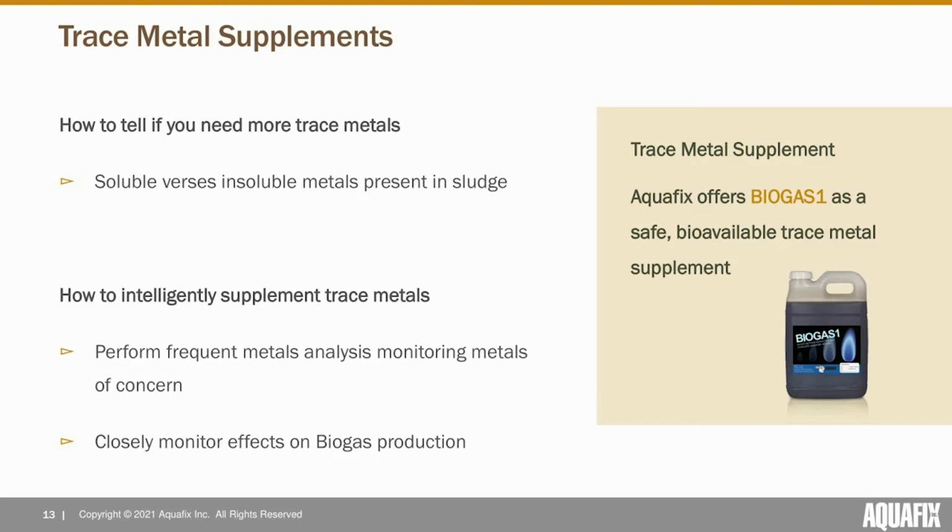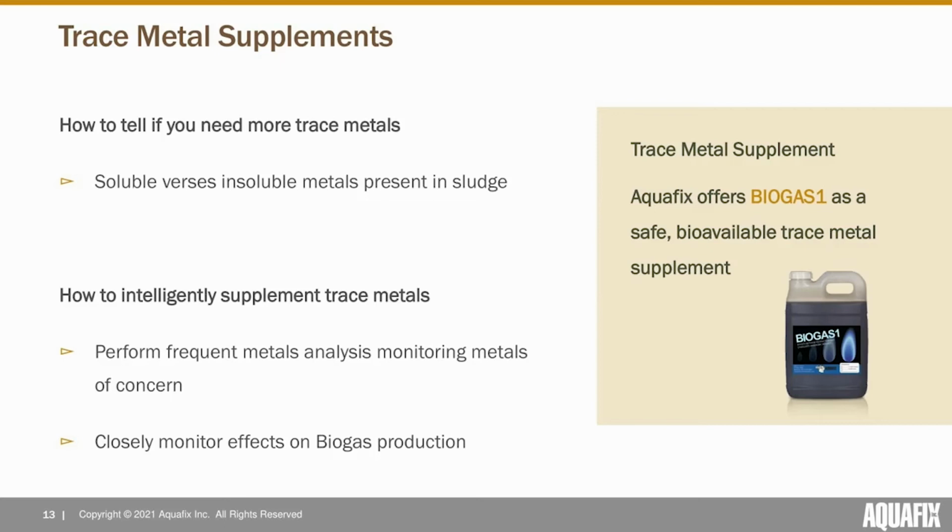The important thing is not to overdo your metal supplementation and to be aware of what levels of metals you have. So when you're measuring for trace metal concentrations in your digester, you're going to want to consider a couple of things, but one of the main things you want to look at is levels of soluble versus insoluble metals.